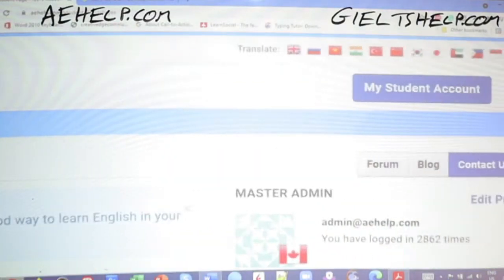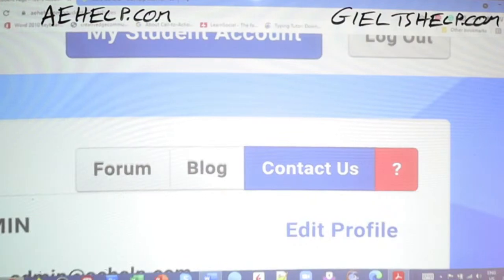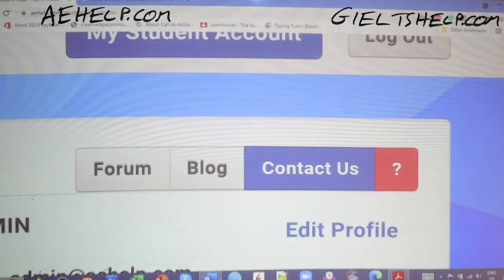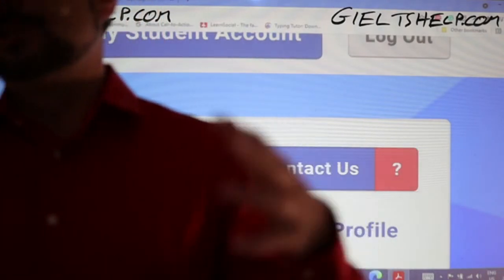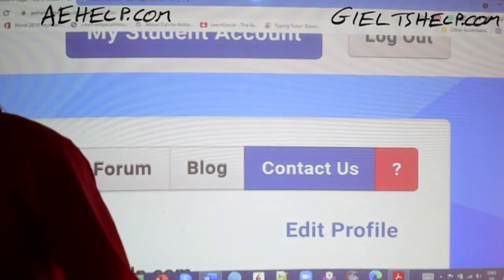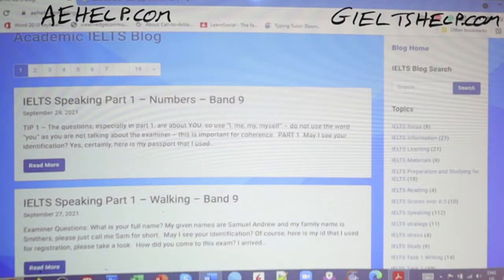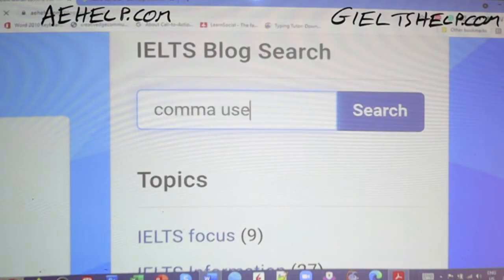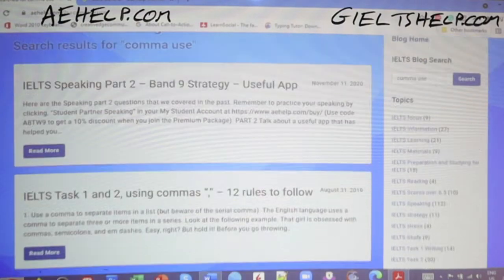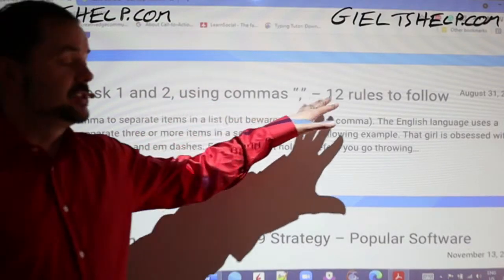And then you even have this section here, the forum, the blog, and the contact us. I'll darken this up just for a second so you can see that better. There's lots and lots of information there as well to your questions, like how should I start my essay? What do I do for agree, disagree essays, or when I have to discuss both sides? All of that information you can search for. And if you click on, for instance, blog, you'll find lots. We have well over 100 blogs, and you can even search, like I'll give you an example, comma use. Sometimes students ask, how do I use commas, right? And then right away, you have IELTS task 1 and 2 using commas, 12 rules to follow.